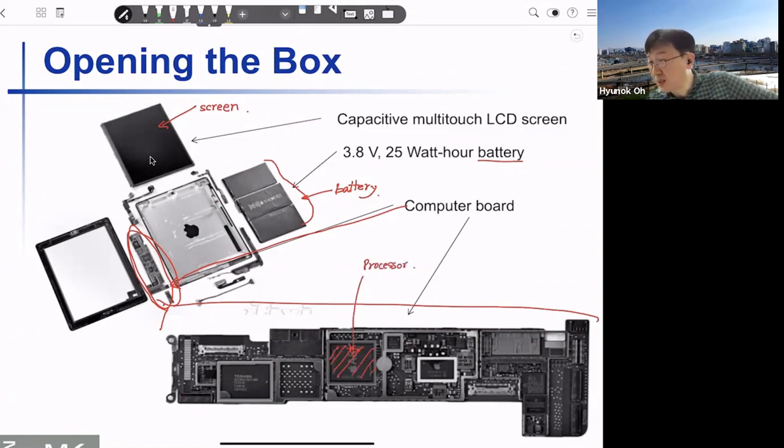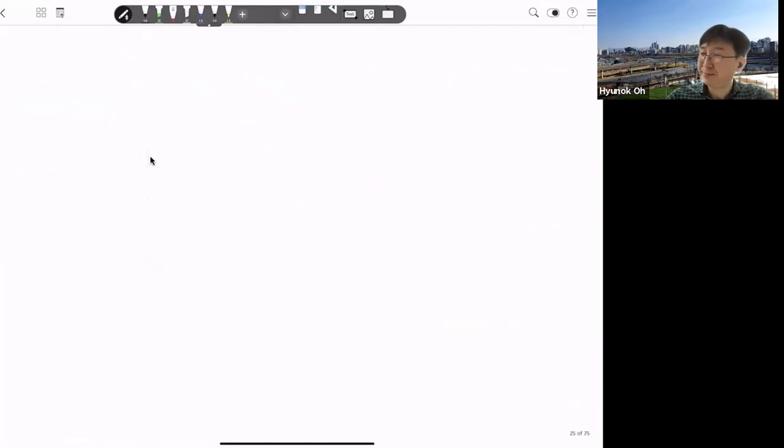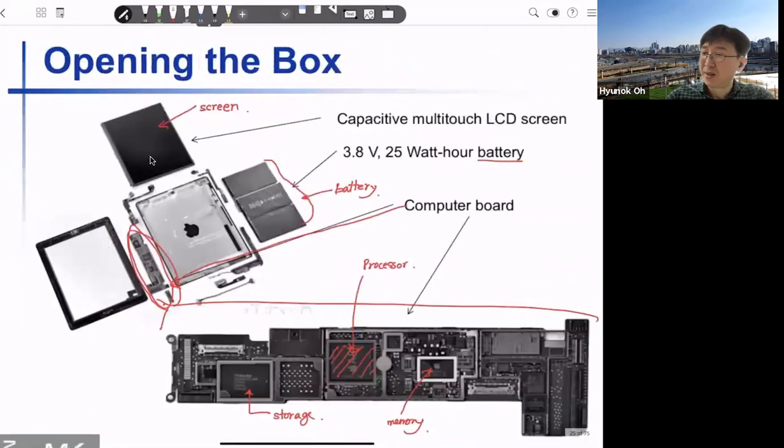Okay. And also, maybe this is storage. And you can find some place, memory. Okay, so there is some memory here. I don't know where it is. So memory is not far from the processor. Okay, so in this class, we are only looking at this processor part.